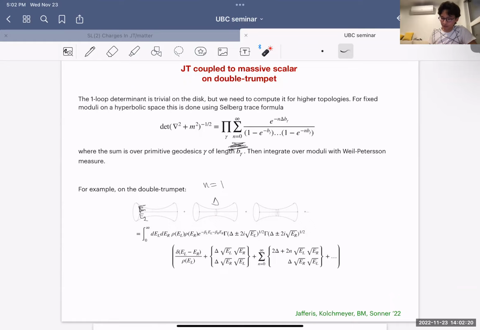Actually, from the n equals two term, you have these double trace operators propagating, and so you have a corresponding 6J symbol, and so on, triple trace and so on. So that's the formula for the correlator on the double trumpet.